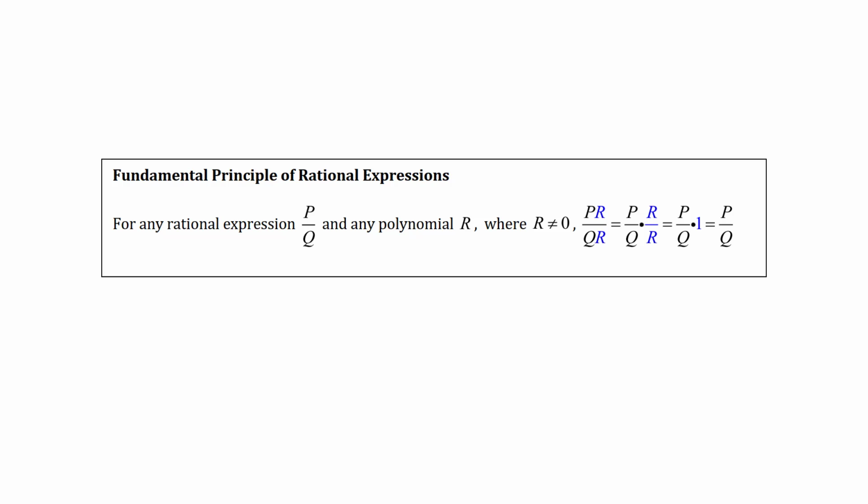What this principle is telling us is that we could cancel out any common factors on the numerator or denominator of any rational expression as long as the operation between the terms is multiplication.